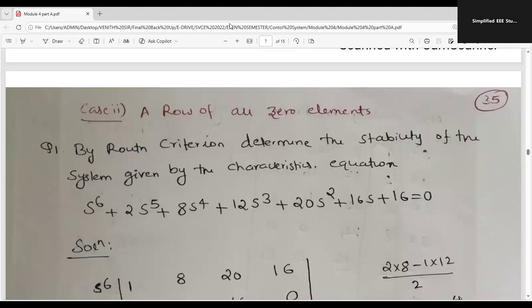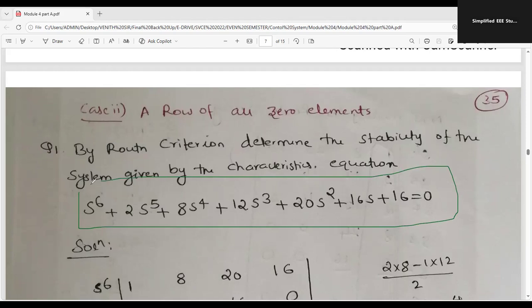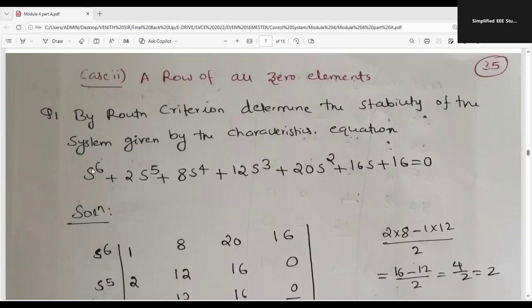Now let's simplify the same example. Kindly read this. By Routh criterion, determine the stability of the system given by the characteristic equation. First of all, you know the general procedure of formulating the Routh array. The coefficient of s to the power 6 is 1, the coefficient of s to the power 5 is 2, then the s to the power 4 coefficient is 8. Like that, you just check the coefficients. Remember that 16 is the coefficient of s to the power 0.